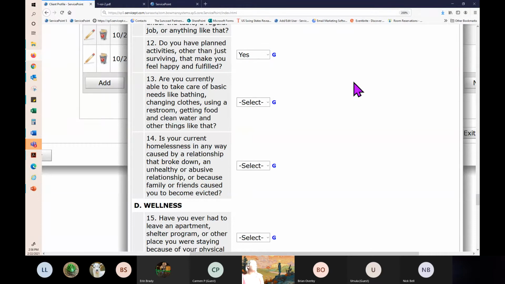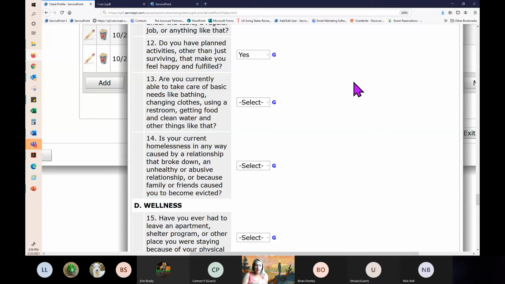Are you currently able to take care? So this question always gets a little, people read into it differently. But the question is, are you able to take care of basic needs like bathing, changing clothes, using the restroom, getting food and clean water, and other things like that? We are asking the client, are you physically capable?